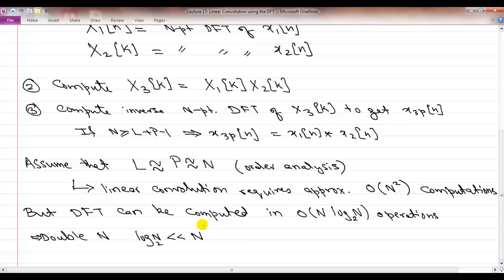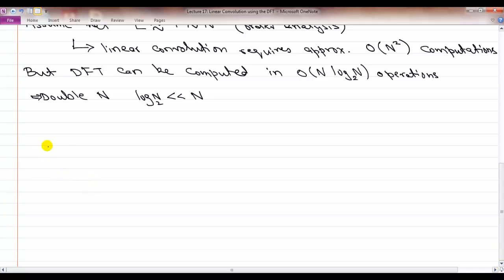Similarly, if you do 10 times in ordinary linear convolution, your time will become 100 times the original time. But if you use DFT using FFT, your time will be just 10 times a small factor. So maybe like 15 times, 16 times, but not 100 times. So it's orders of magnitude faster if you think about doing linear convolution using FFT than doing it using the explicit expression.